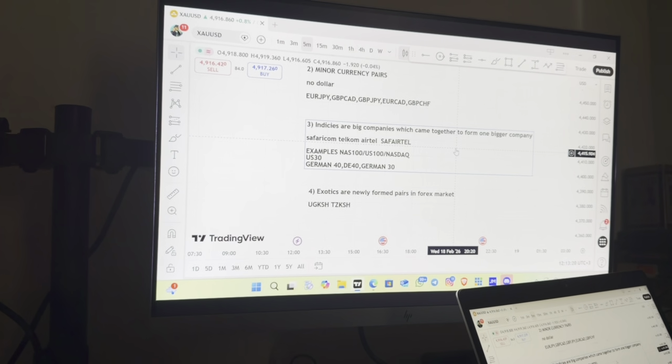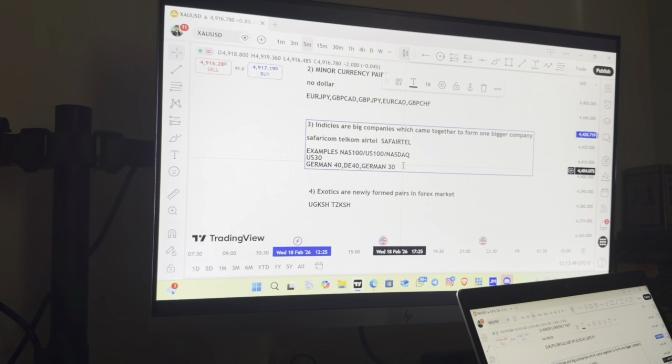Indices, number three pair. These are big companies which came together to form one bigger company. I'll give you an example from our local country: Safaricom, Telkom, and Airtel decided to collaborate to form one bigger company. They called it Saf Airtel. Examples of indices: NASDAQ 100, we call it NAS 100, US 100, or NASDAQ. US 30, we have German 40, DE40, or German 30. Then we have US 500. The same thing, 500 companies came together to form one big company.